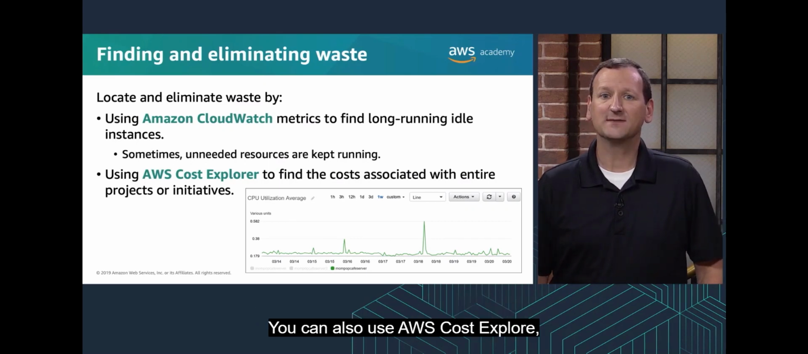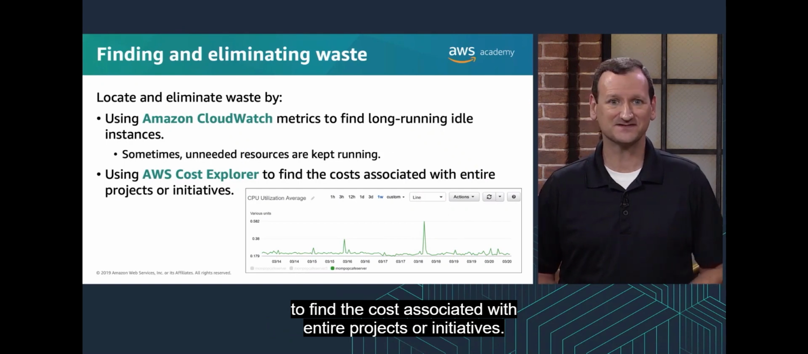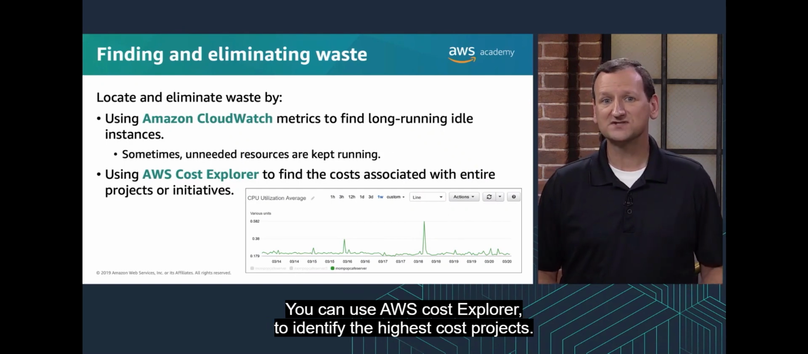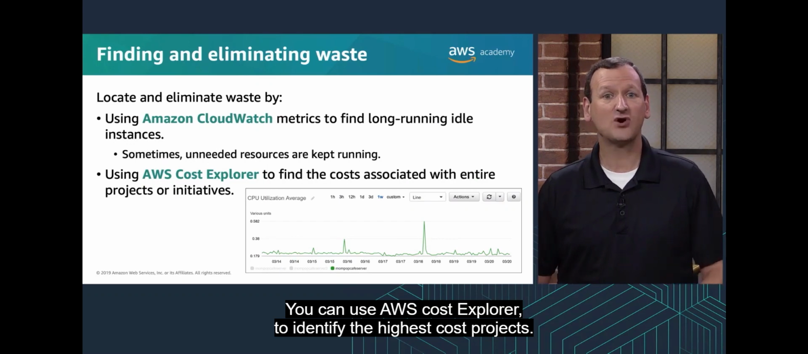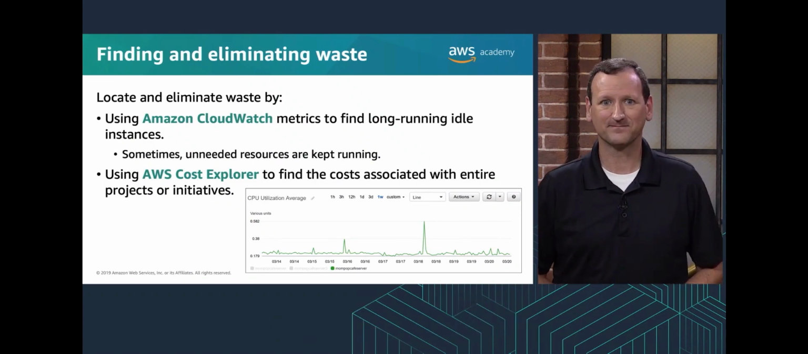You can also use AWS Cost Explorer to find the cost associated with entire projects or initiatives. You can use AWS Cost Explorer to identify the highest cost projects and then prioritize which projects should be examined first for the cost reduction opportunities.